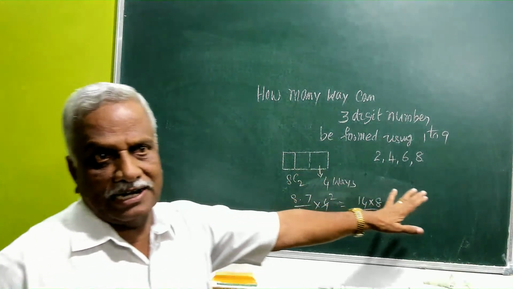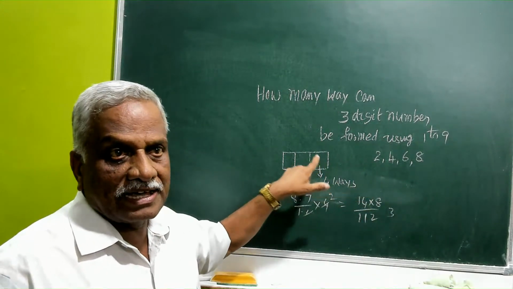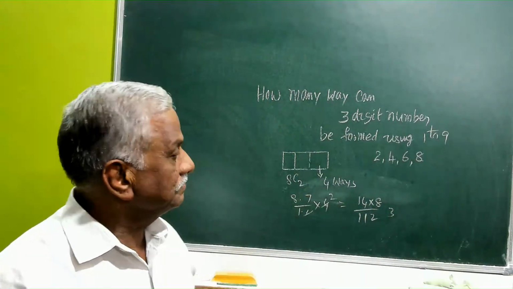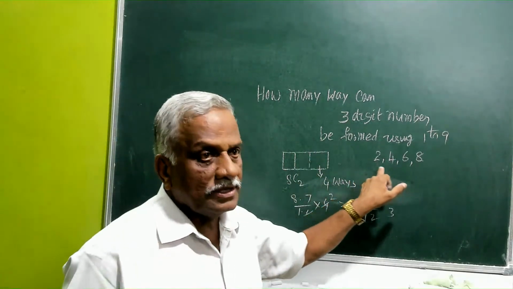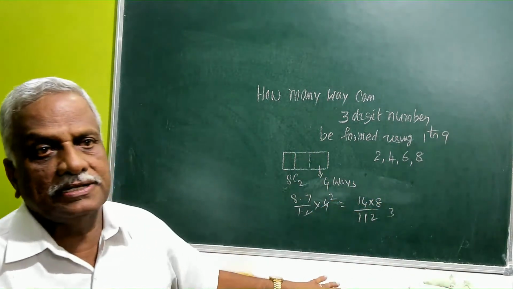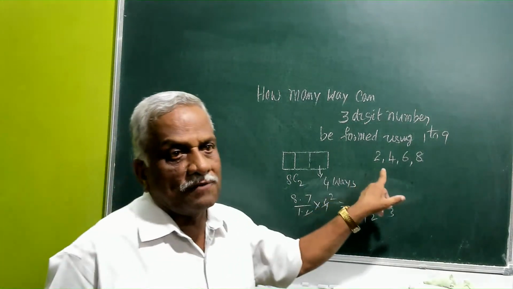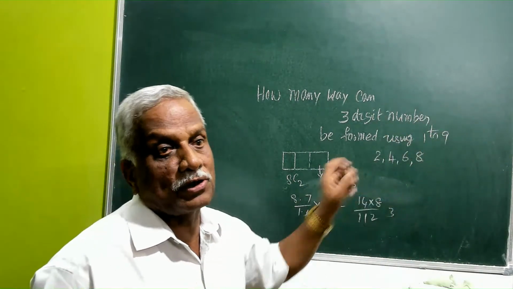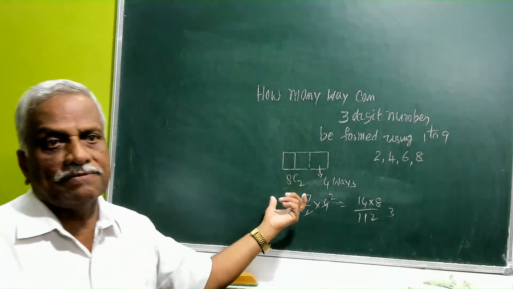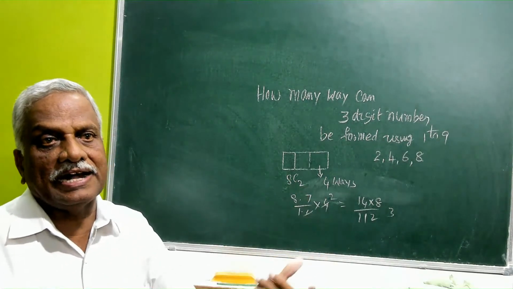Am I clear? When they say that the number should be even, you have to concentrate on the last digit. That can be filled with any one of these: 2, 4, 6, 8. So after filling up that, you are left with 8 numbers because one number is already used. And there are 2 boxes, 8 digits, so 8C2.